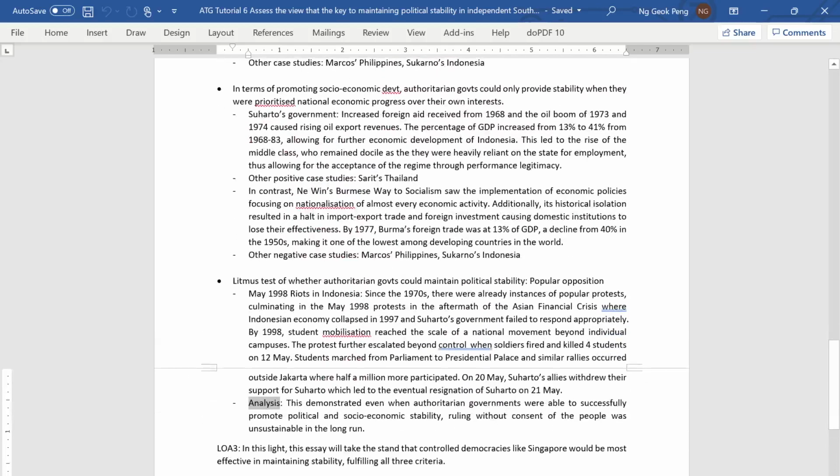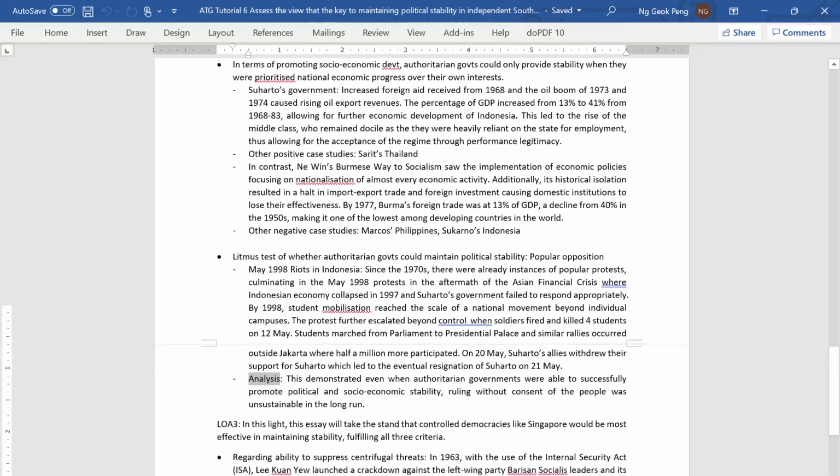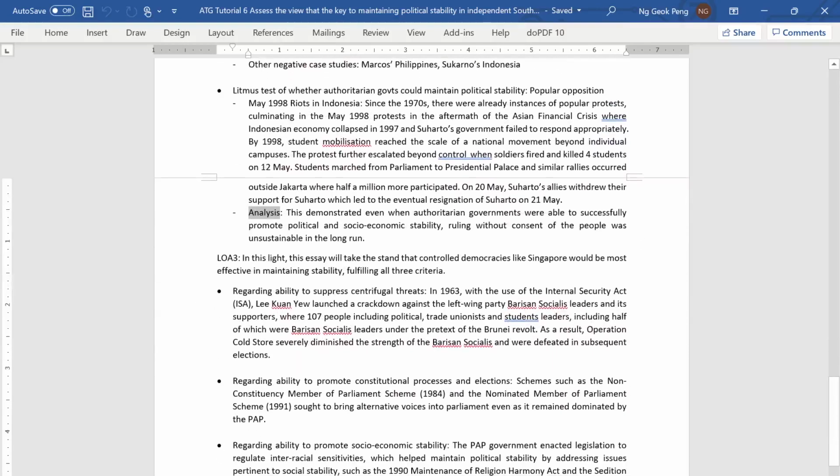So this suggests that perhaps authoritarian government was not the key to maintain stability, especially in the long run. So in this slide, let me suggest to you what is my best case study, which is, yes, surprise, surprise, Singapore. Controlled democracies, taking a hybrid approach, having the best of both worlds, would be most effective in maintaining stability, fulfilling all three criteria.